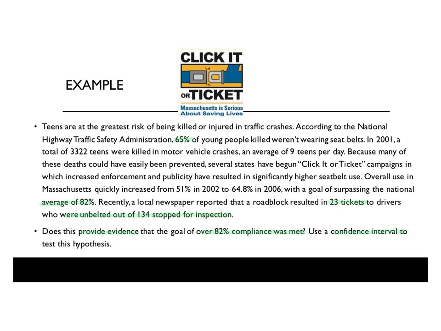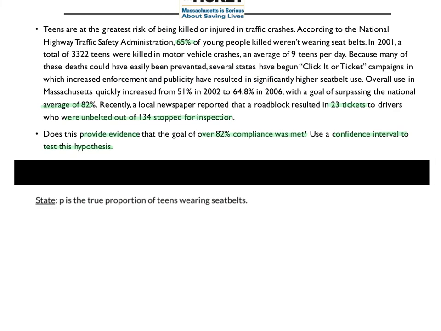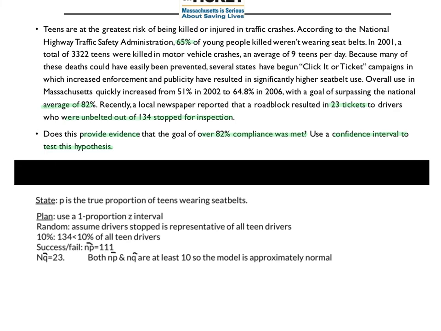We're going to use a confidence interval to test this hypothesis. For our state step, we're going to have p as the true proportion of teens wearing seatbelts. Next is our plan. For our plan step, we're going to use a 1 proportion z interval. Random: it is not stated in this problem the sample was random, so for now we're just going to assume the drivers that are stopped are representative of all teen drivers. 134 drivers is less than 10% of all teen drivers.